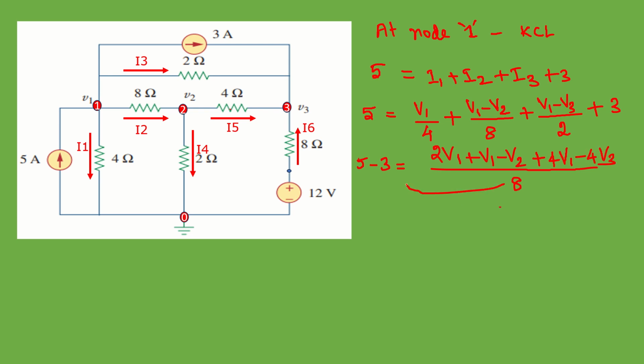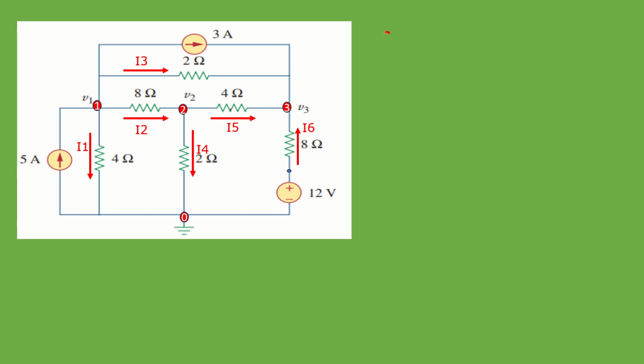Then you can cross multiply this. So it is 2 into 8, right? So it is 16, that is equal to 7V1 minus V2 minus 4V3. This can be rewritten as 7V1 minus V2 minus 4V3 equals 16. This is our first equation.